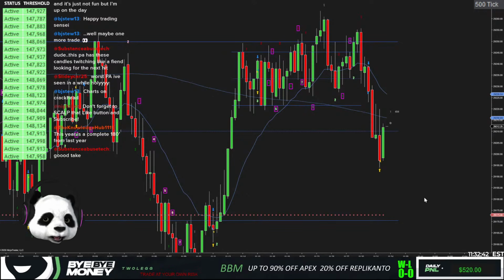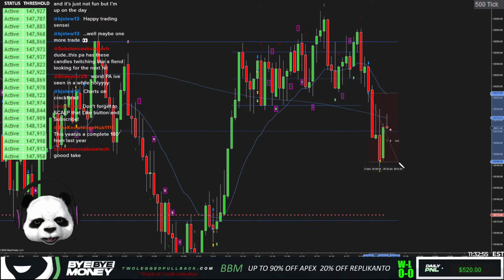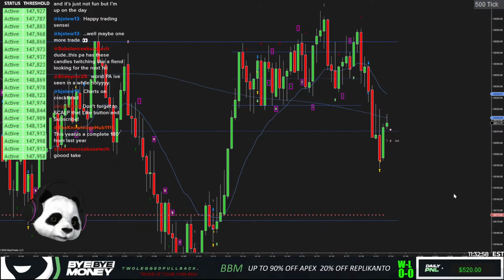I mean, pandas, how long did I wait for? Just for anything. I finally got something worth taking. Made some decent bamboo. How much did we make on that? 30 points. Not too shabby. Not too shabby. We'll call it a day.